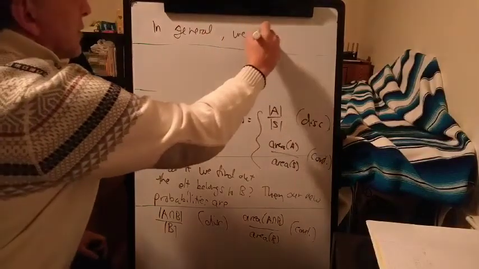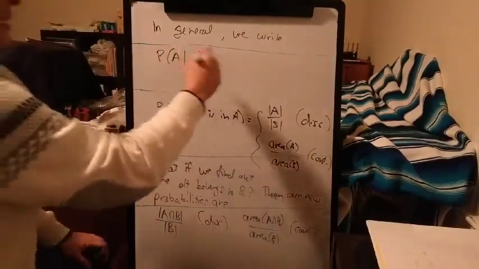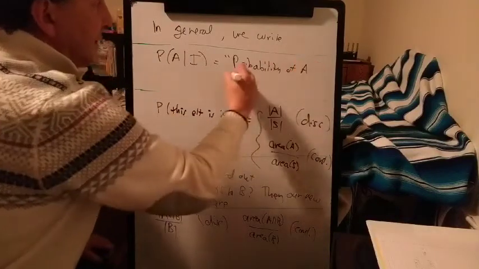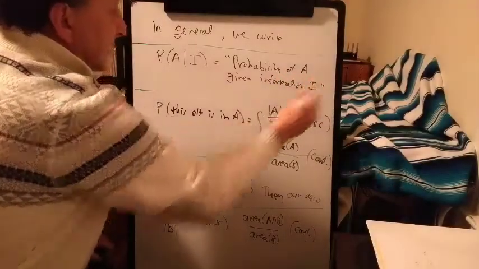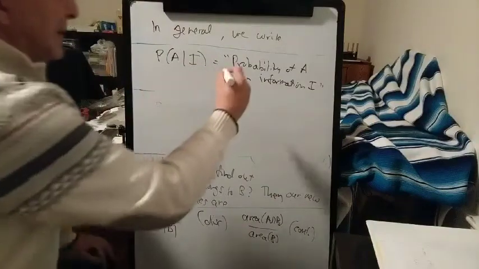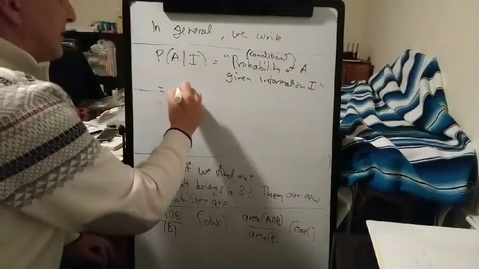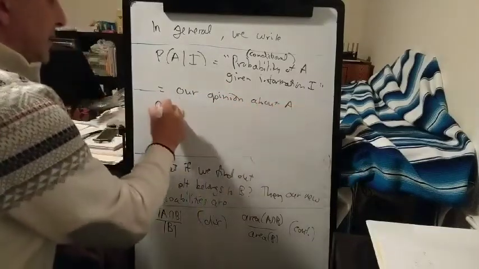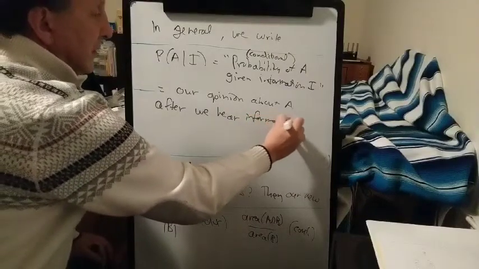In general, we write P of A slash I, probability of A given information I, or sometimes the conditional probability of A given information I. And that's our opinion about A after we hear the information I.